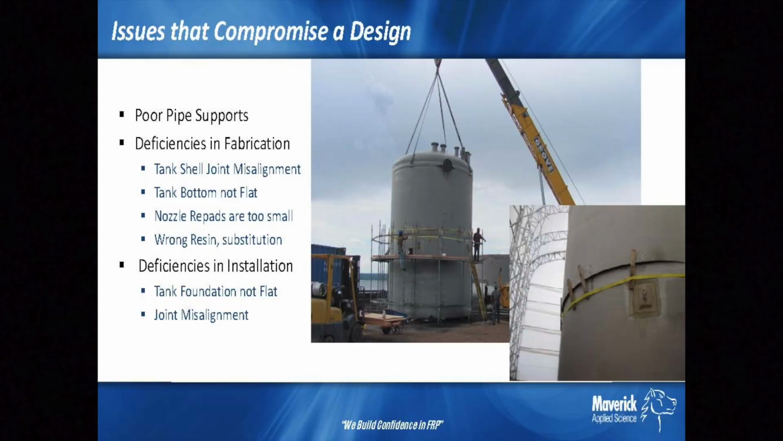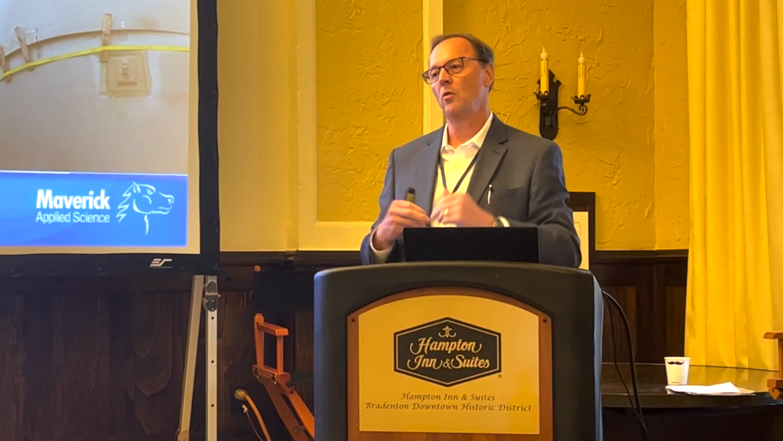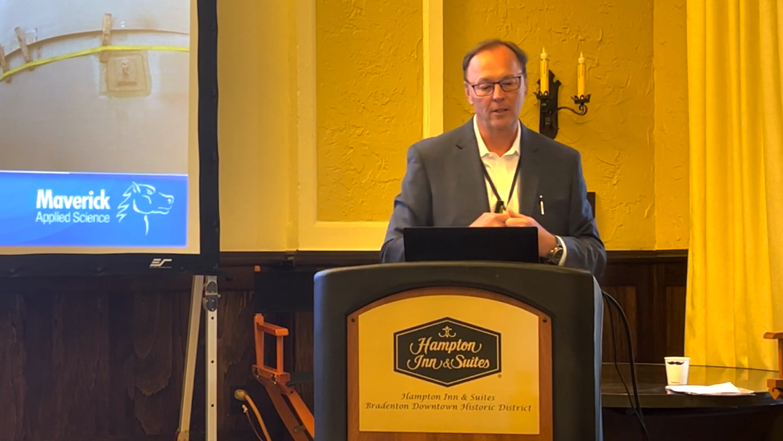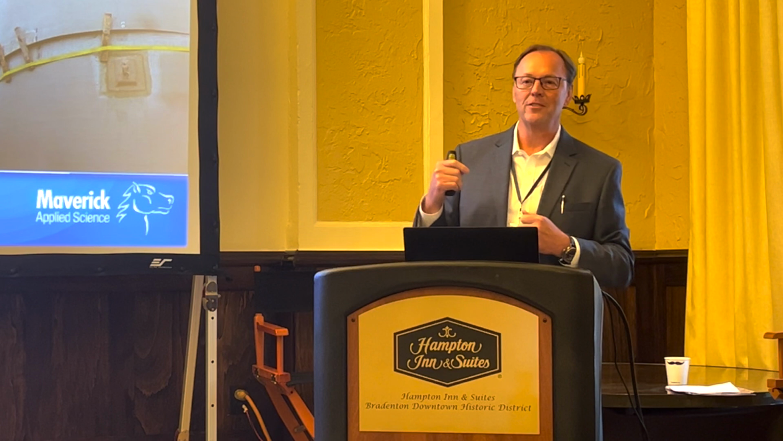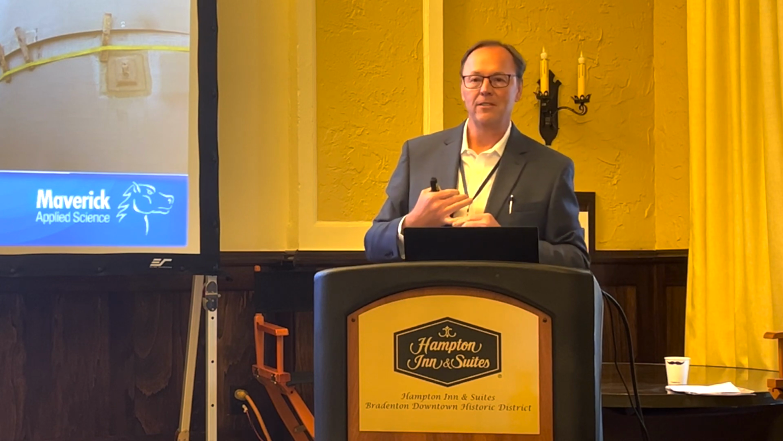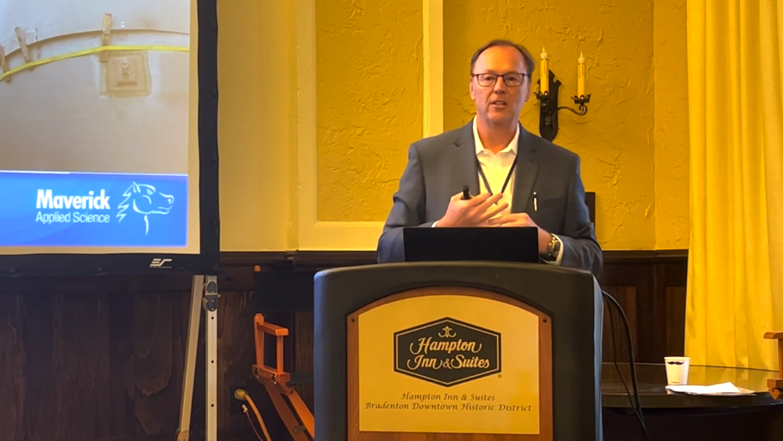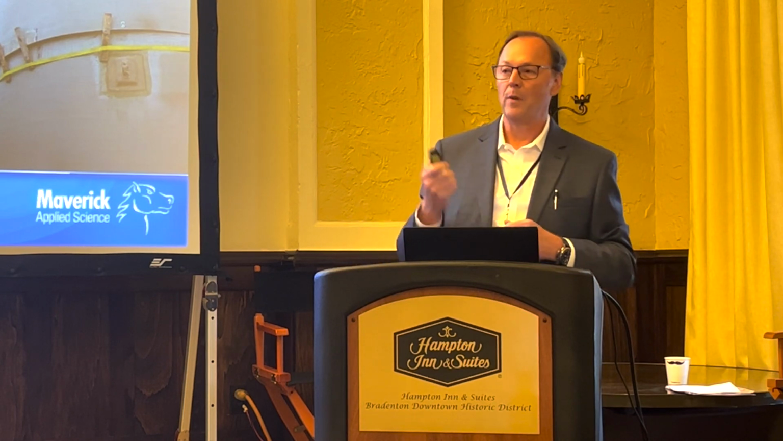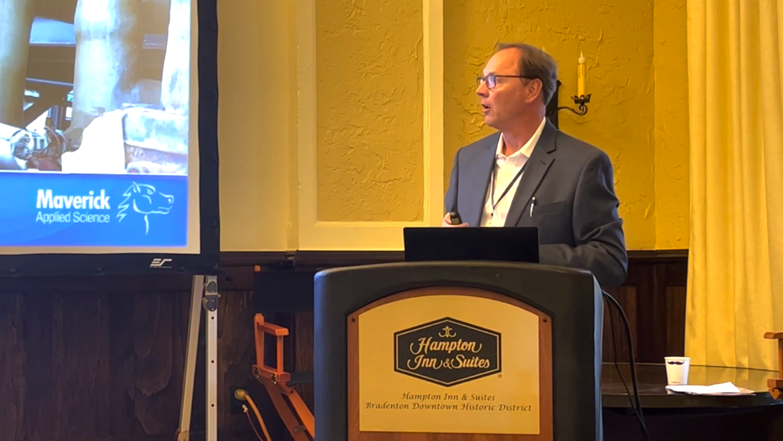Nozzle repads being too small, the wrong resin. A lot of times we find that the spec says it's supposed to be one resin throughout. We see the corrosion barrier as one, and then we've done testing and find the structure is something totally different. But that structural resin doesn't have the same properties as the other resin. Installation: tank foundations not being flat. That's another big issue. I mentioned joint alignment with piping as well as common issues.